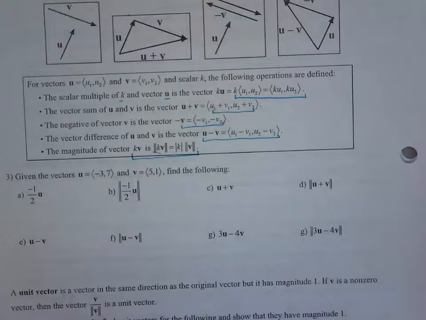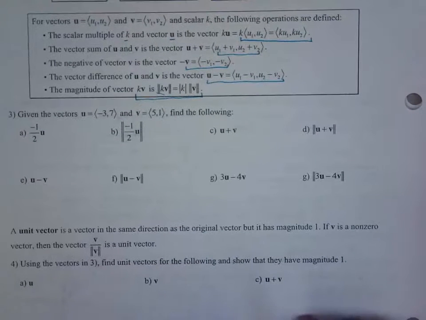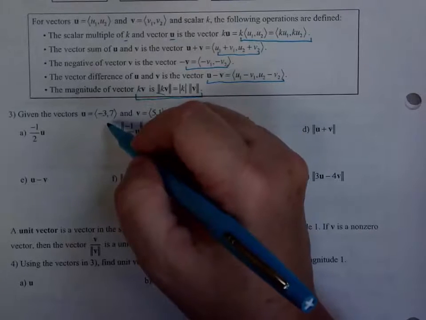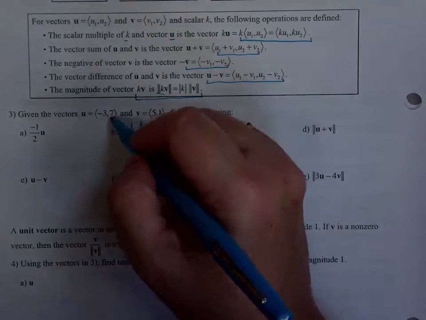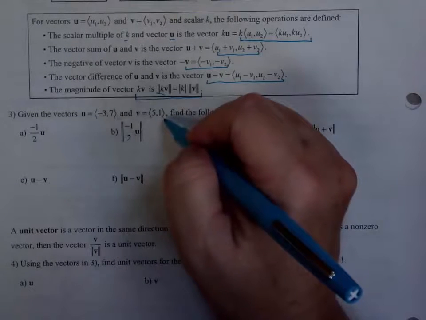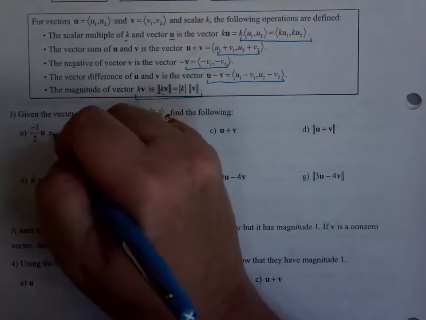Okay, so let's go to the bottom, number 3. Let's do some math. We have a vector u, and remember this means that its tail is at 0, 0, and its head is at negative 3, 7. This one is at 0, 0, and the head is at 5, 1. What is negative 1/2 times u? What is it going to look like in component form?